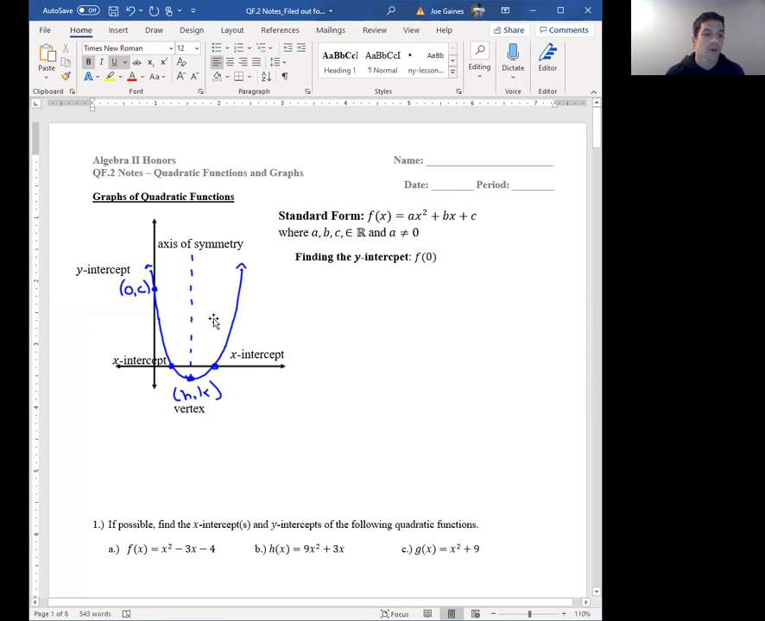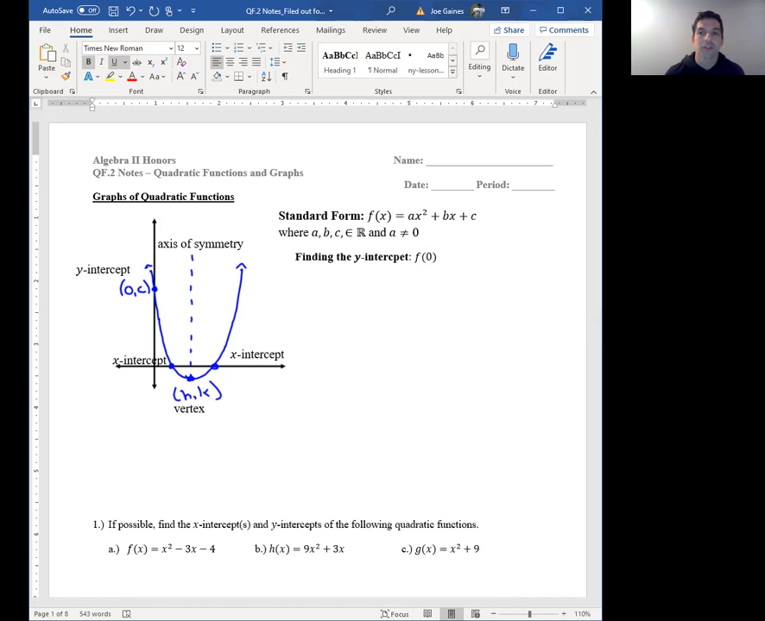What you'll also notice is that if I substitute in 0, it's going to essentially cancel out the ax squared and the bx, because it's going to be a times 0 and then b times 0. All you'll be left with is c. So in standard form, c is always the y-intercept for the parabola. This is key: it has to be in standard form. We're going to see a different form of parabola where that is not the case.